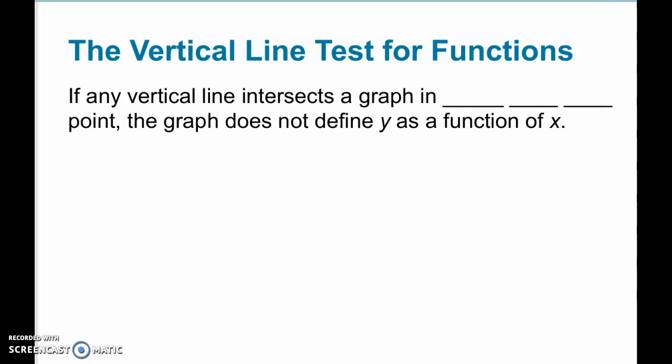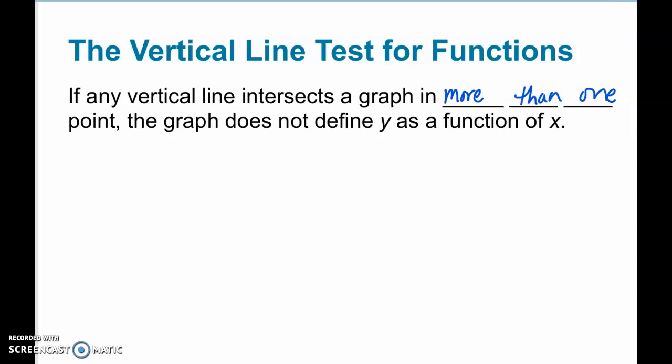Continuing in section 1.2, next let's talk about how to determine if you have a function using what's called the vertical line test. It says here, if any vertical line intersects a graph in more than one point, the graph does not define y as a function of x.